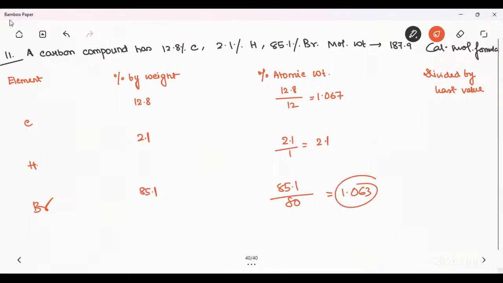So we have to divide everything by this. It's 1.067 divided by 1.063. It will come as almost 1. Again, 2.1 divided by 1.063 will come to be 0.98. And 1.063 divided by 1.063 will again be 1. So the empirical formula is coming to be CH2Br.